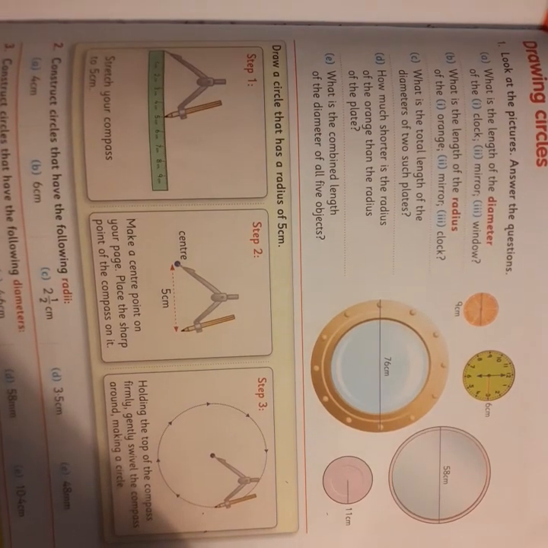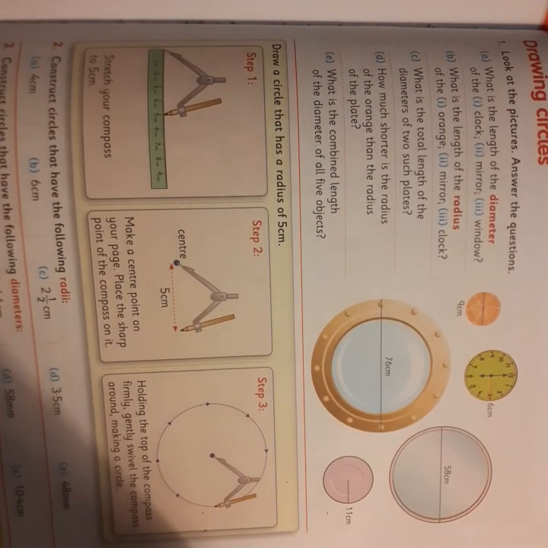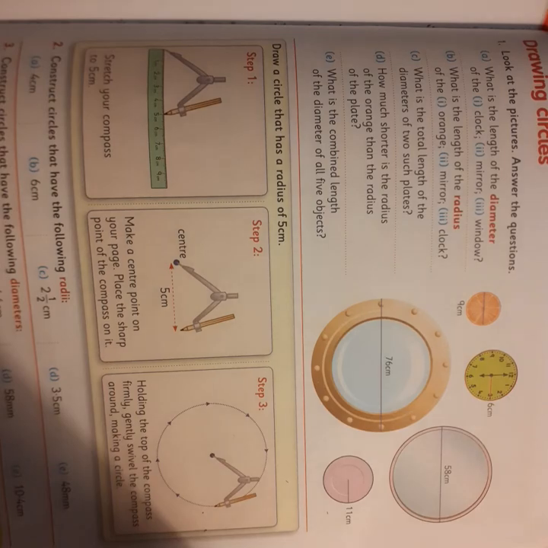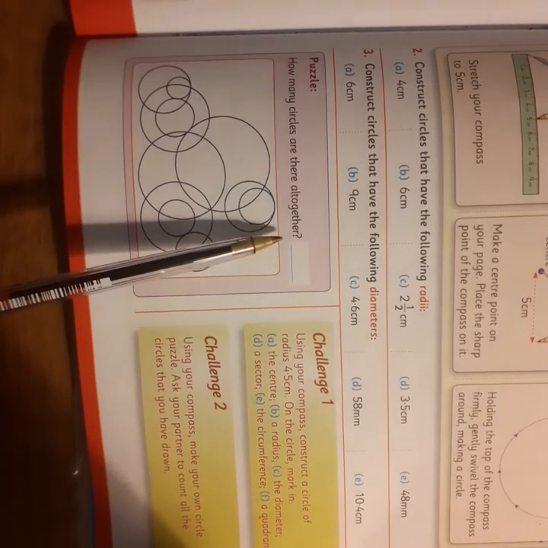And finally, I want to look at the puzzle. So you were also asked to have a look at the puzzle at the bottom of page 149. So let's have a look at that next. At the bottom of page 149, you can see the puzzle. It says, how many circles are there altogether? So the correct answer for that is 11.